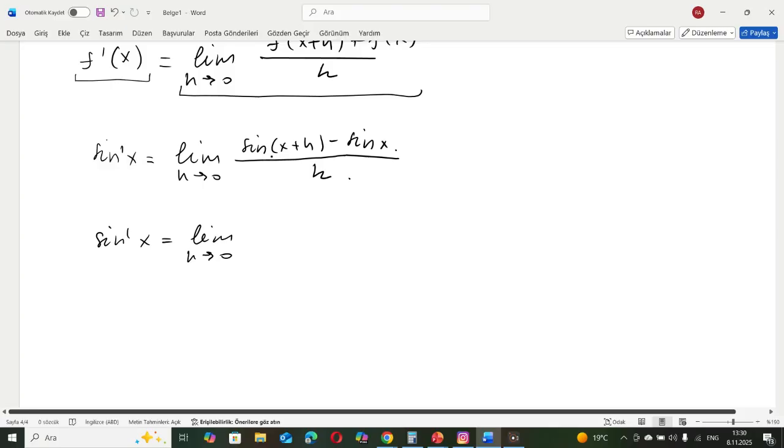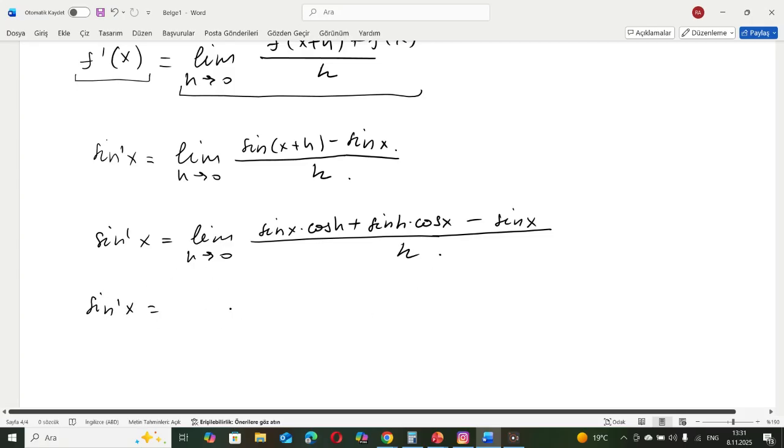Here, let's open up the sine of x plus h. That is sine x times cosine h plus sine h times cosine x. This is our rule, and minus our sine x is here, all divided by h. The derivative of sine x is equal to, let's split up the sine x times cosine h divided by h and the other part.